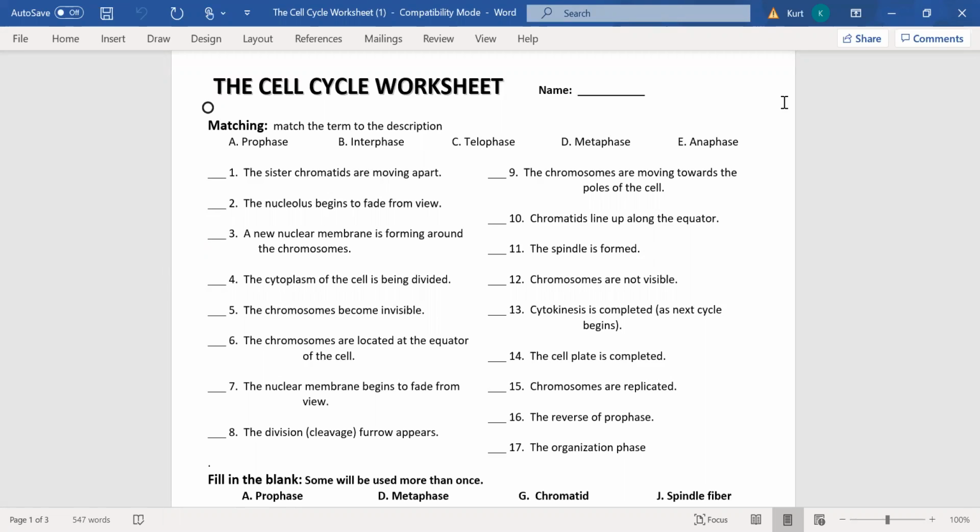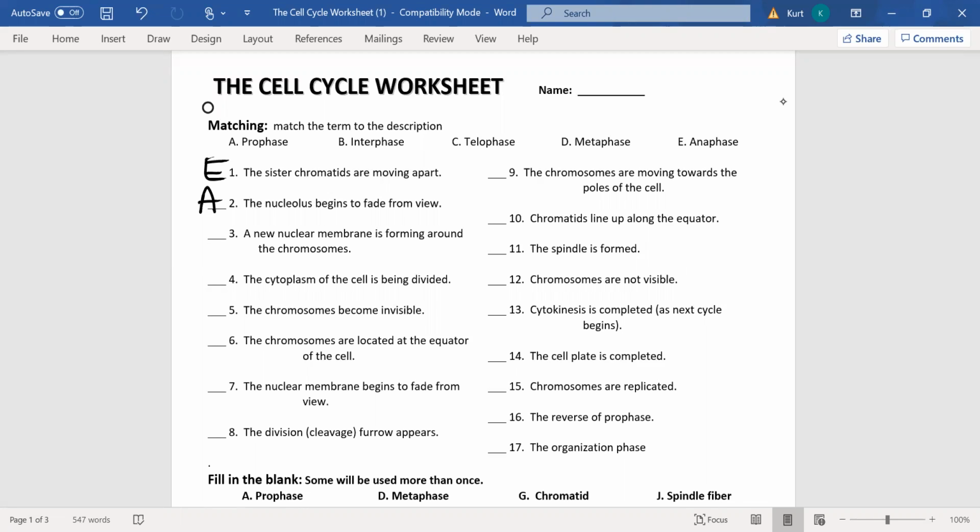The sister chromatids are moving apart. So they're moving apart from each other, they're being pulled apart. That is going to be E, anaphase. Number two, the nucleolus begins to fade from view. The nucleolus is within the nucleus. It is where ribosomal RNA comes from, rRNA, and that's how ribosomes are made. So if it's within the nucleus, then the nucleus is eroding, the nucleolus is eroding. That's going to be A, prophase.